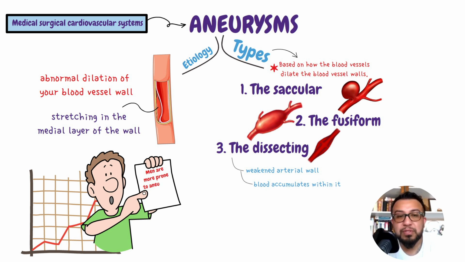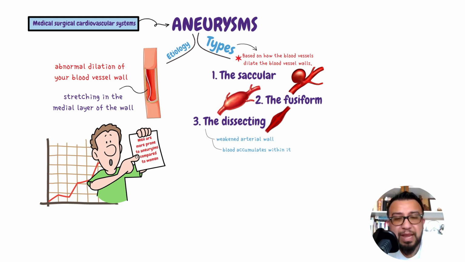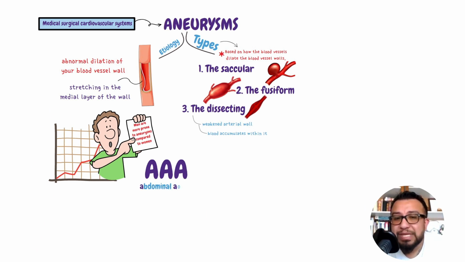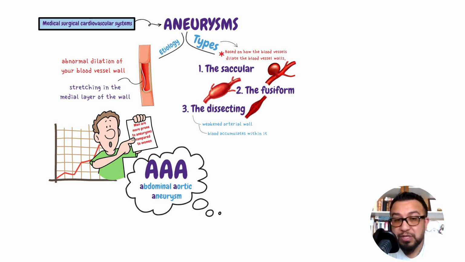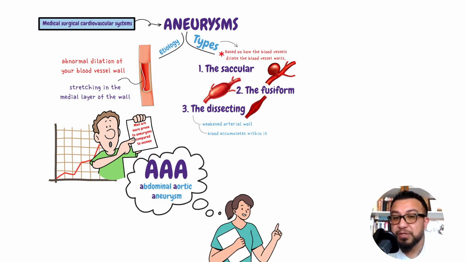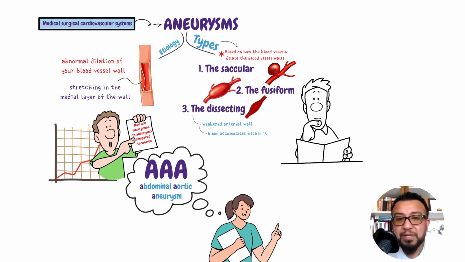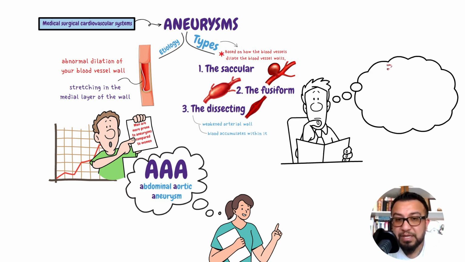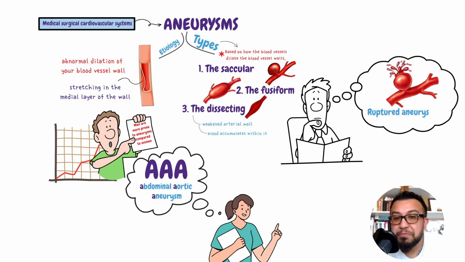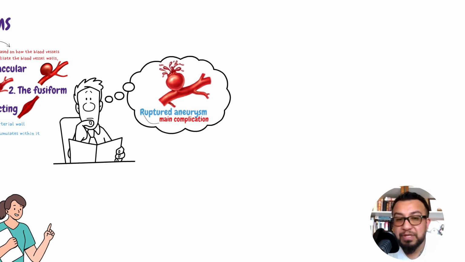Men are more prone to aneurysms compared to women. And you also must know what the abdominal aortic aneurysm is, or the AAA, because it's unfortunately very common and must be identified by the nursing student. The biggest concern of aneurysms is its rupture. So rupture of the aneurysm is the main complication and may lead to death due to hemorrhage and eventually hypovolemic shock.